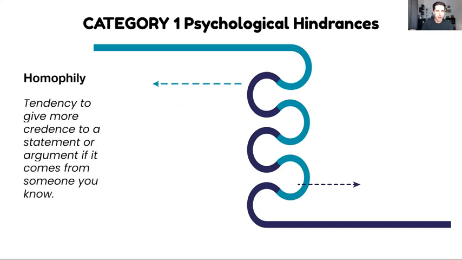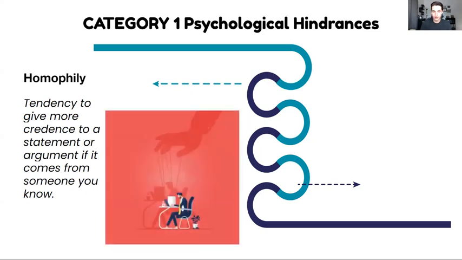Okay, homophily is another common one that's mentioned in the text. This is the tendency to give more credence to a statement or argument if it comes from someone you know. I mean, certainly we're all guilty of this. And it's understandable that we trust friends and family or maybe someone you know. But I think a great example of this would be advertising, right? If you see a celebrity or someone you know, a musician, whatever, who's advocating a product or selling you something or telling you to invest in this cause, that's great.